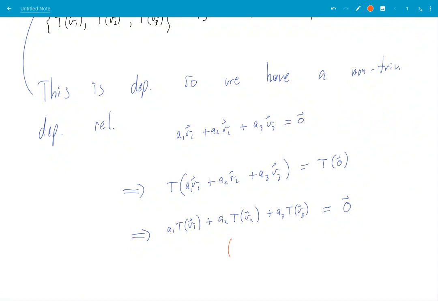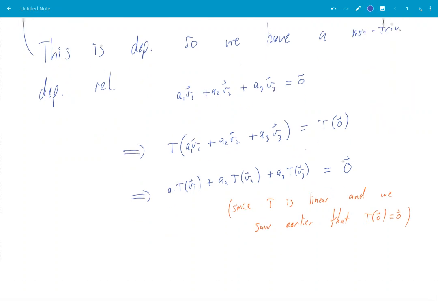So maybe I'll add some more detail here. Since T is linear and we saw earlier that T of the zero vector is always the zero vector.